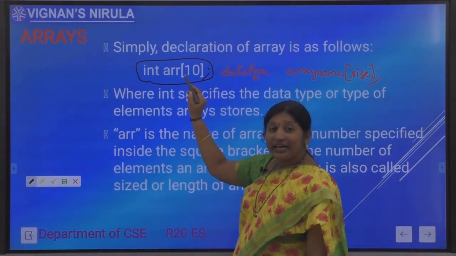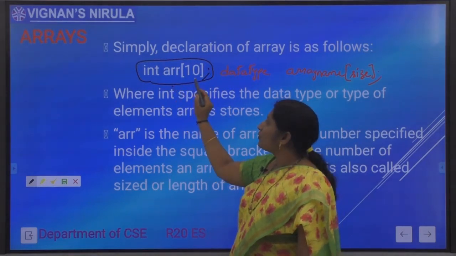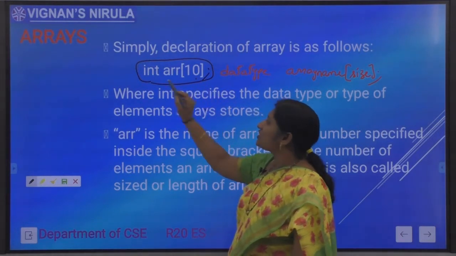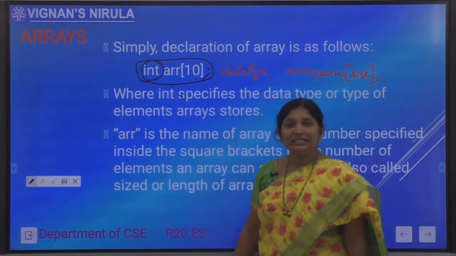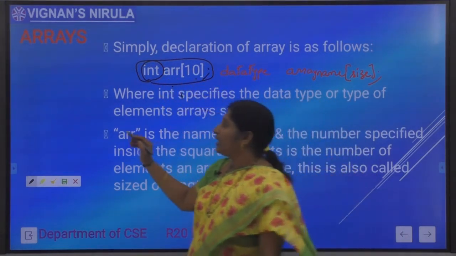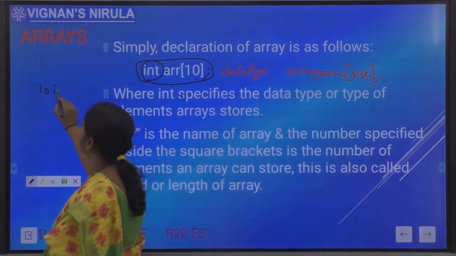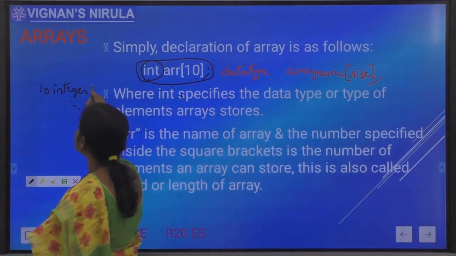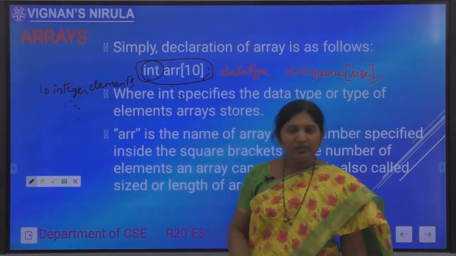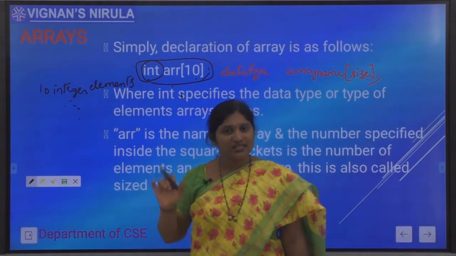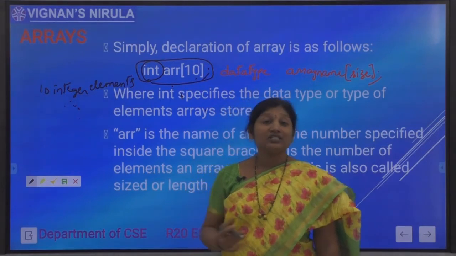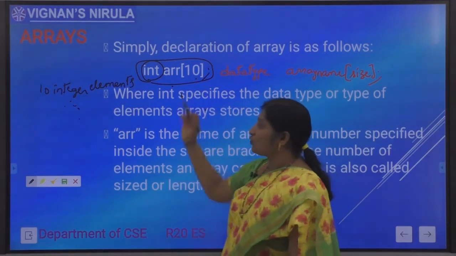ARR is an array name. How many elements are there? 10 elements, and each of these 10 elements is of the data type integer. That means ARR is a collection of 10 integer elements, all of them of a similar data type. The first element is an integer, the second element is an integer, the third element is an integer, and the last, 10th element is also an integer. So that is the meaning of homogeneous elements, a collection of homogeneous elements.